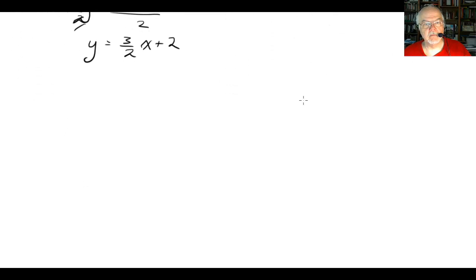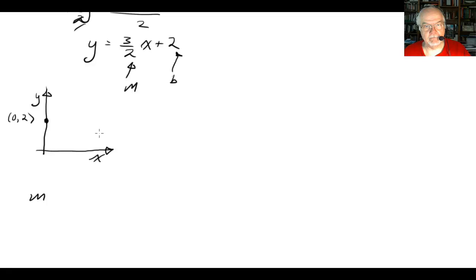So let's do that. We'll do this as a sketch instead of doing graph paper. All right, what do we know? Well, first of all we know we start here. This is b. This is the y-axis, this is the x-axis. This is somewhere on the y-axis, and specifically it's at the point 0, 2. We also know the slope. That's this guy here, m. m equals the change in y over the change in x, and in this case that is 3 halves.